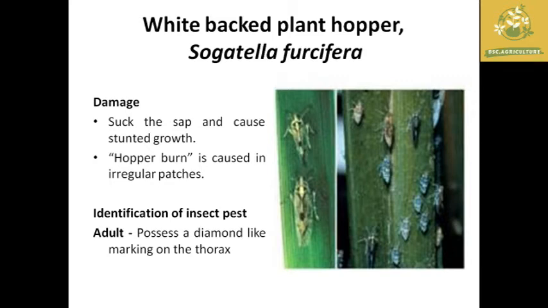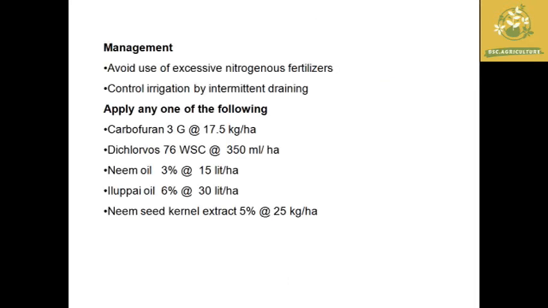For identification, they possess a diamond-like marking on the thorax. This is the first identification feature in them. The management is to avoid excessive nitrogen fertilizers and use controlled irrigation by intermittent draining. The chemical application as well as biological control through natural enemies are the same as for BPH, so we can easily understand them.